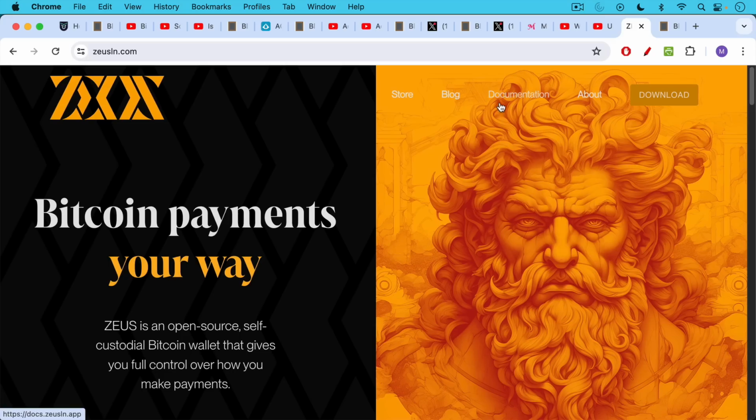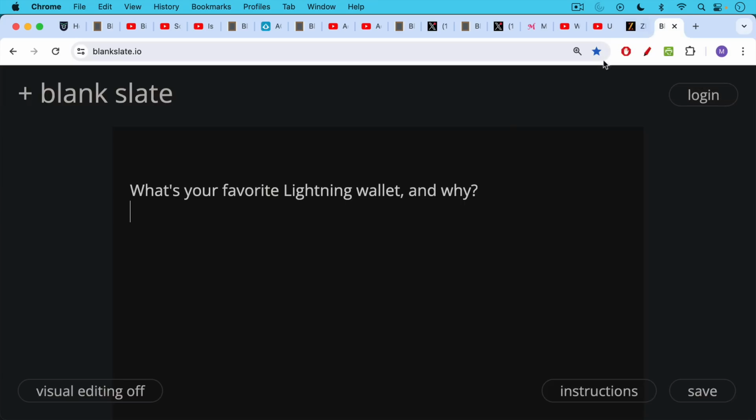Finally, there's the Zeus Wallet, which I still need to cover. I don't have a lot of experience using this. If you have any input on this, I'd definitely be interested in hearing about it in the comment section below, as well as people letting us know what's your favorite Lightning wallet and why do you like it. Maybe there's some wallets out there that I should be covering that I did not mention in the last few videos.